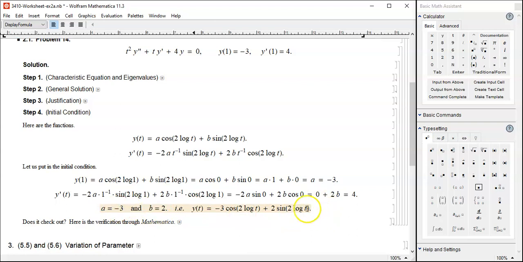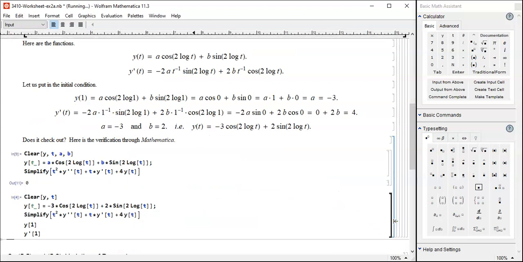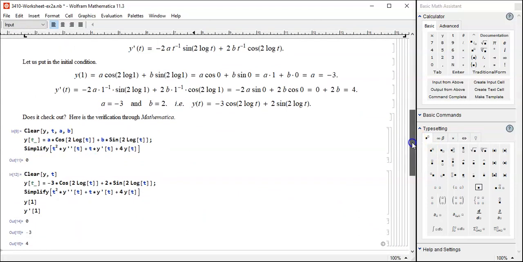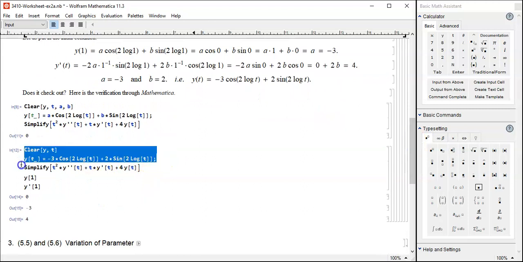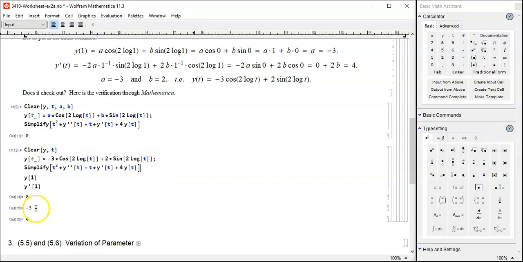And what do you get? Here's the final solution. Y is negative 3 cosine of 2 log of t plus 2 sine of 2 log of t. If you want some checking, you can check those through Mathematica like this. Yeah, here's the left-hand side, you can simplify as 0. And the y of 1, y prime of 1, they are negative 3 and 4 respectively. Everything checks out.